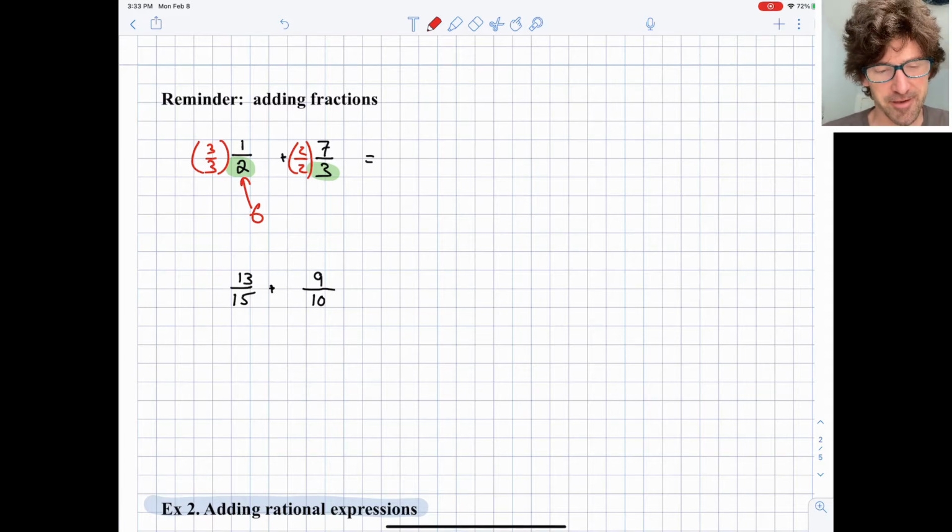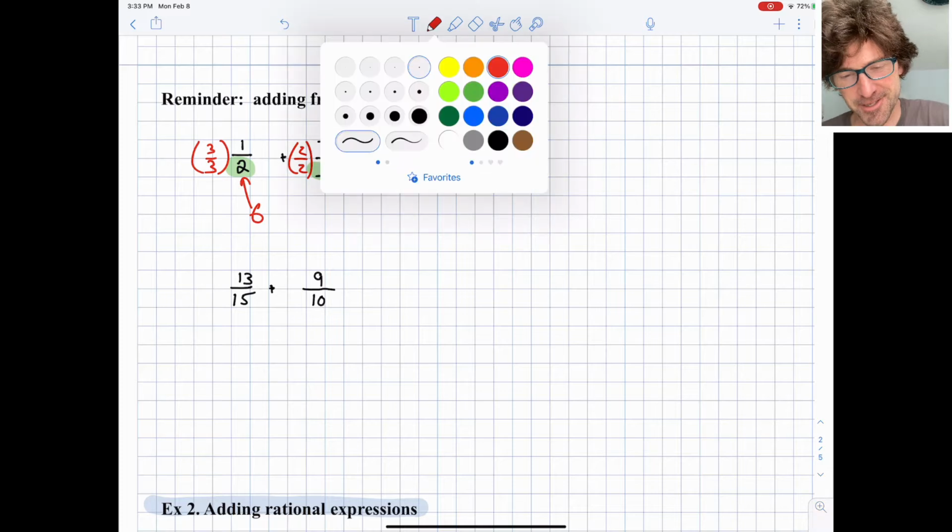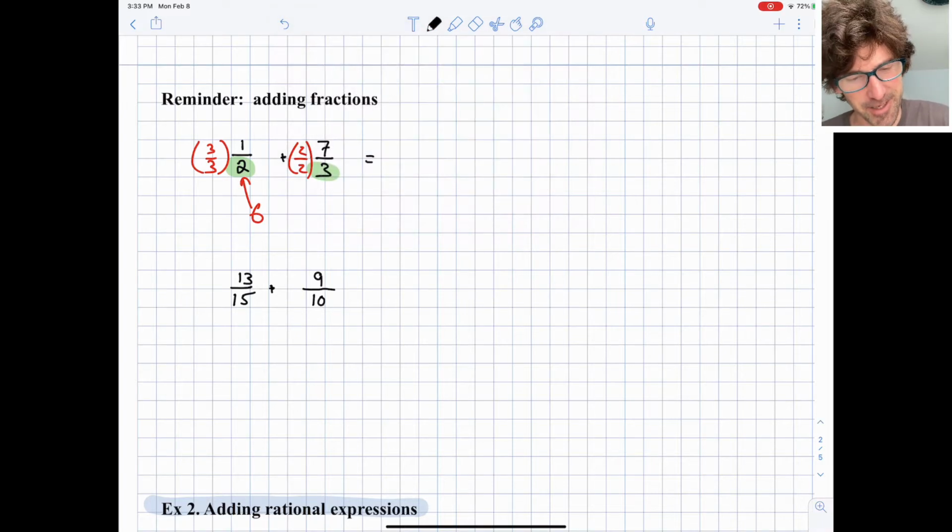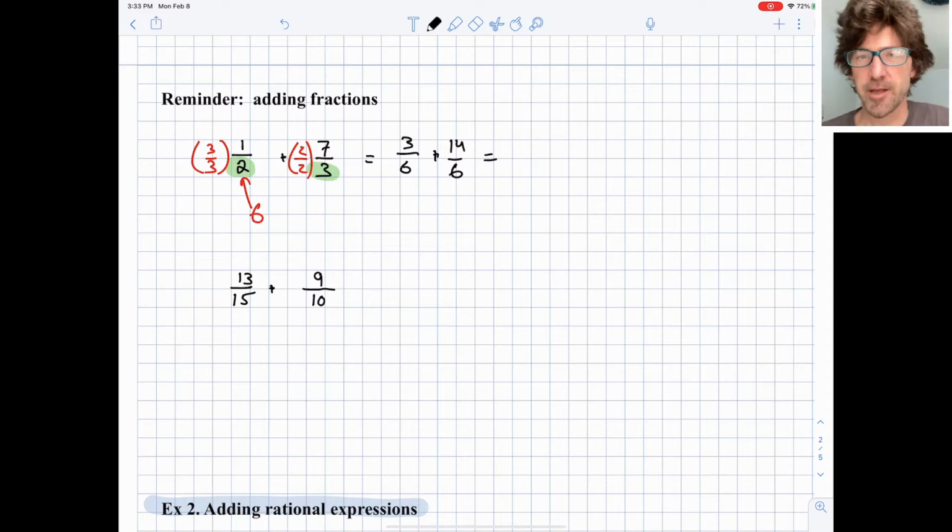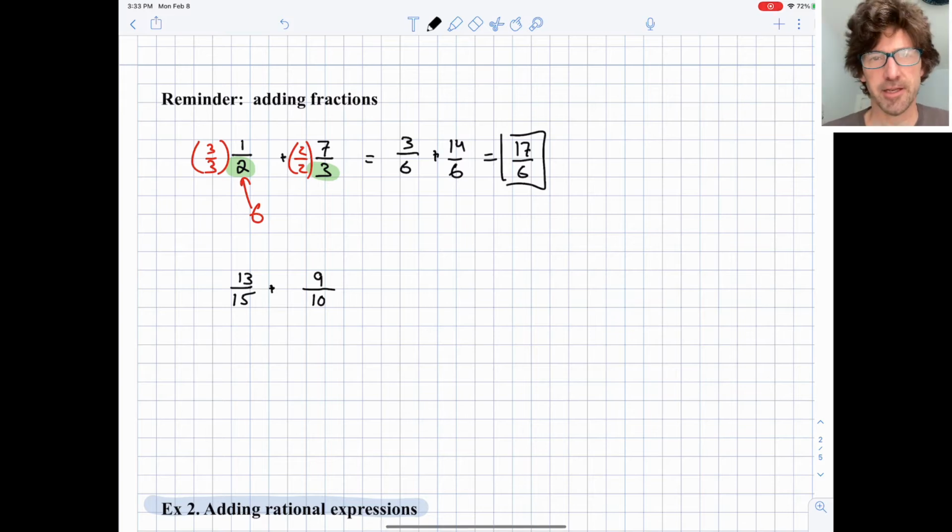That's an allowable thing to do because I'm multiplying by 1. It doesn't change my variable. It doesn't change my number I'm working with. 3 over 3 is 1. I'm allowed to do that. So let's go ahead and multiply our fractions. This turns into 3 over 6 plus 2 times 7 is 14. 2 times 3 is 6. We have common denominators. We can go ahead and add them now. 3 plus 14 is 17 over 6. Final answer right there.